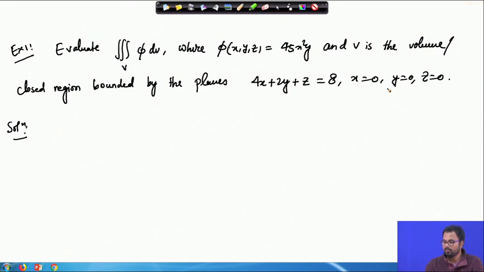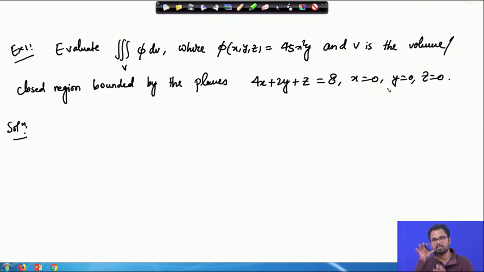So, if you want to evaluate the limit, let us say when y and z are 0, then x is varying from 0 to 2. The x intercept will be (2, 0, 0), the y intercept would be (0, 8, 0), and the z intercept would be (0, 0, 8). So, you are getting the idea of what I am trying to say.